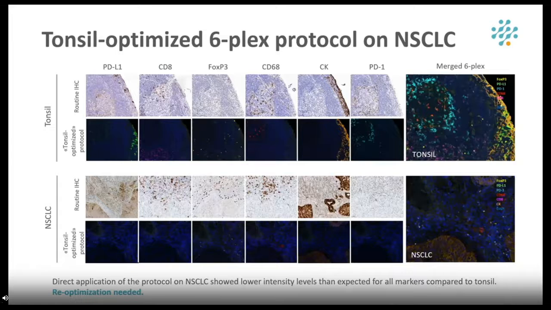So the first phase of the transfer strategy, we applied the Tonsil-optimized protocol directly on non-small cell lung carcinoma samples. IHC stainings of the corresponding tissues are shown here as references for marker expression. And we could observe that the direct application of the protocol on this particular tissue showed lower intensity levels than expected for all the markers compared to what we had on tonsil, which indicates that reoptimization might be needed.